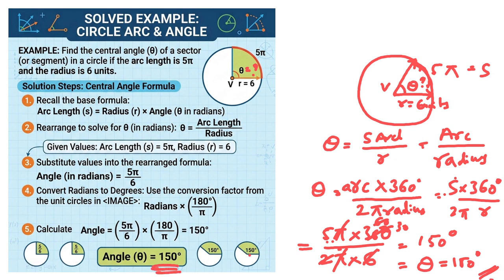So this is the same as that answer. Here they have converted the values into radians and then calculated, but we already have this particular formula to convert it, so we directly applied it here. That's it. This is how we calculate this angle.